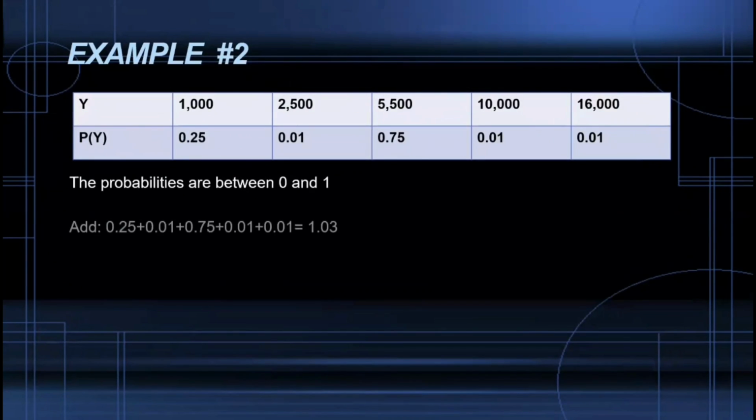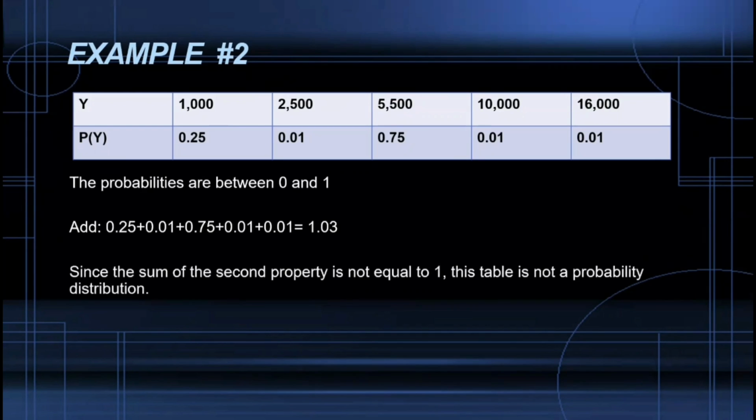Another example: 0.25, 0.01, and so on. The probabilities are between 0 and 1, but if we add them, their sum will be 1.03. Since the sum, the second property, is not equal to 1, this table is not a probability distribution.